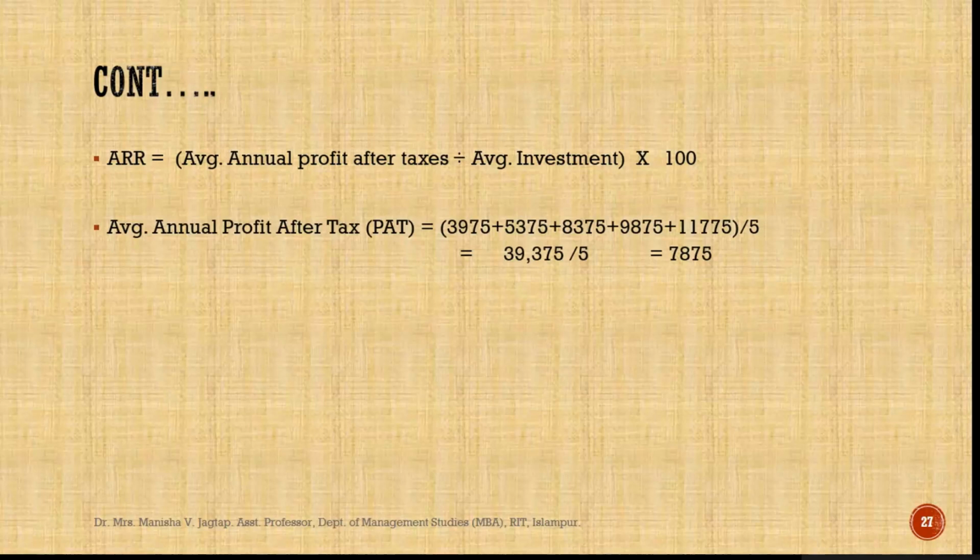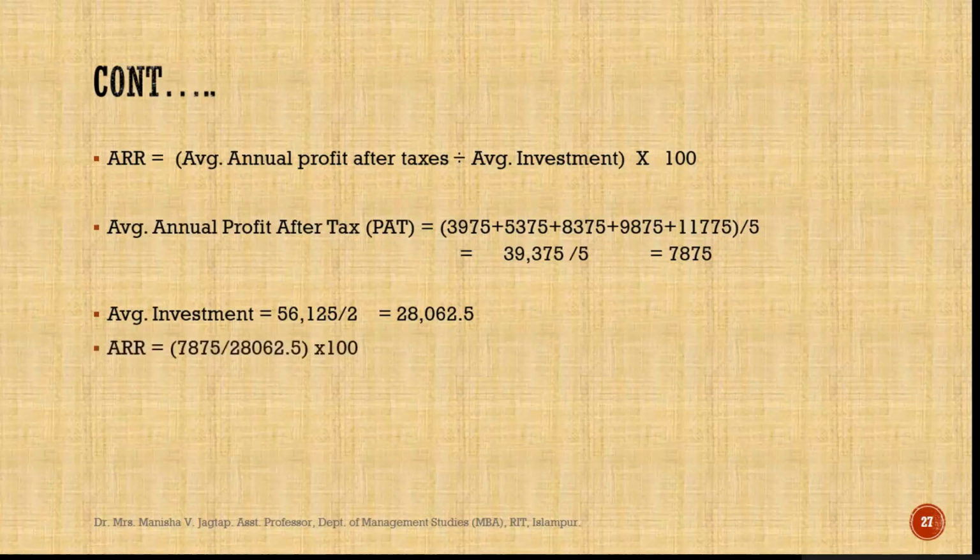Next, we have to calculate average investment. The amount of investment given is 56,125 divided by 2, which is equal to 28,062.5. Now calculate ARR. It is 28.06% for machine A. Now we have applied both the techniques for evaluating the machine A proposal. Now the same steps we will follow for machine B.